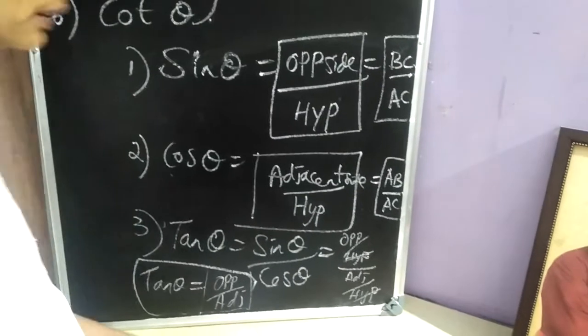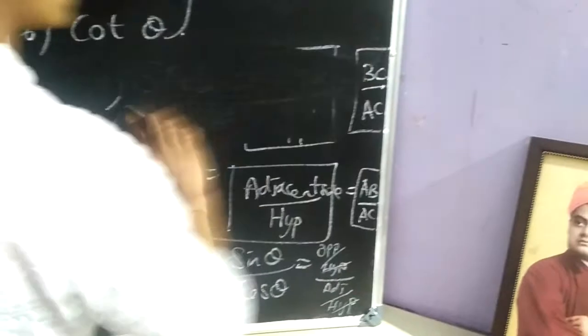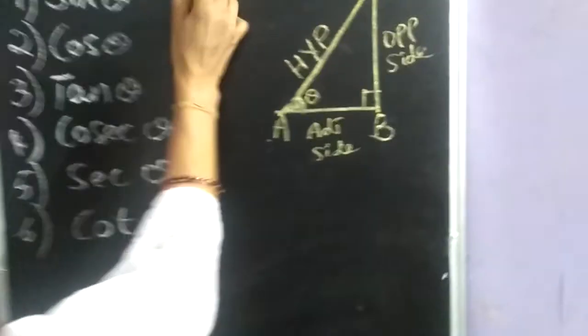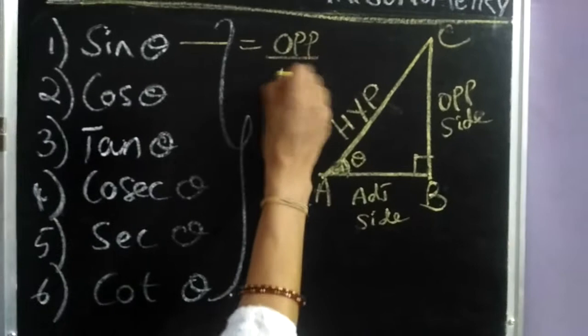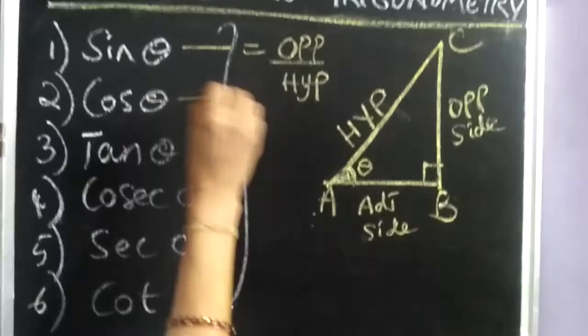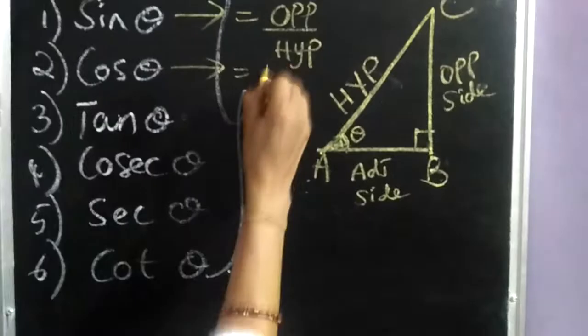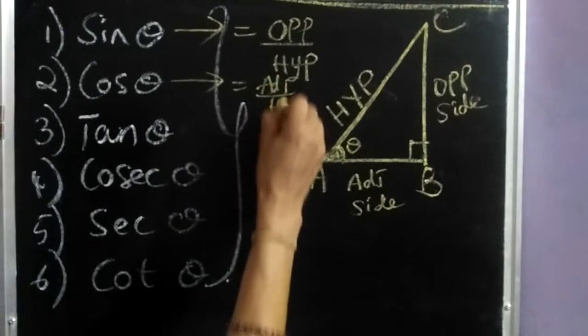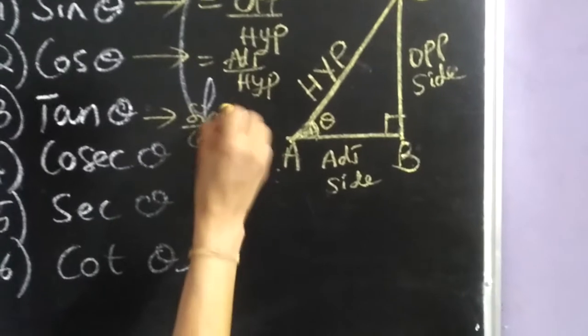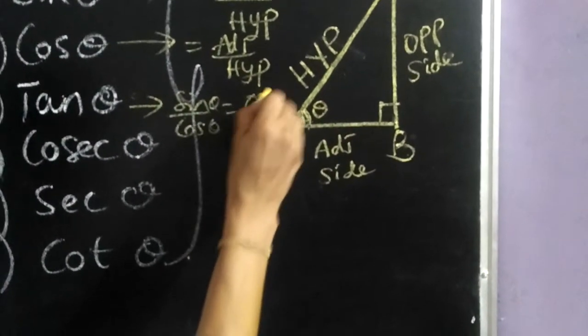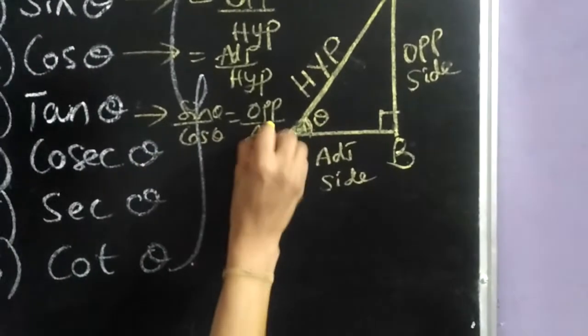When you know these three, you can find out the next three very easily. So how? You know that sine is equal to what, children? Opposite by hypotenuse. Cos is equal to adjacent by hypotenuse. Tan is sine by cos, that is nothing but opposite by adjacent.